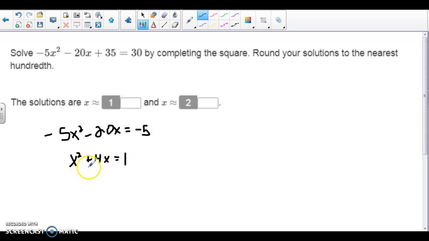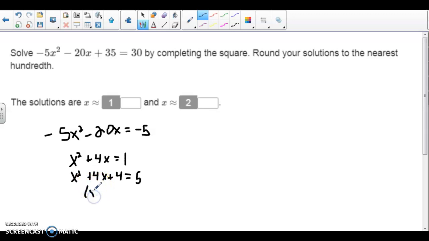At this point here, to complete the square, we'll take half of b and square it, which means we'll add 4 to both sides. So we'll get x squared plus 4x plus 4 is going to equal 5. So then here we will factor this side.